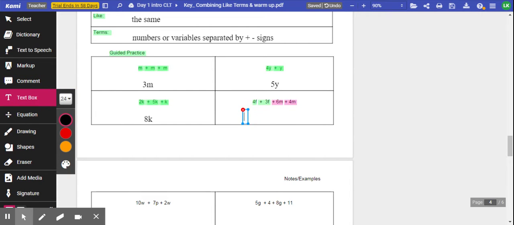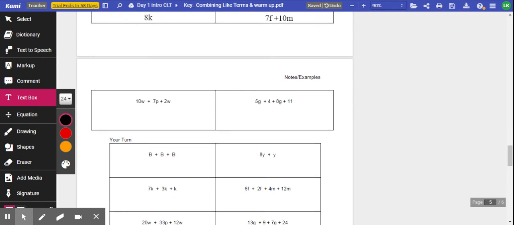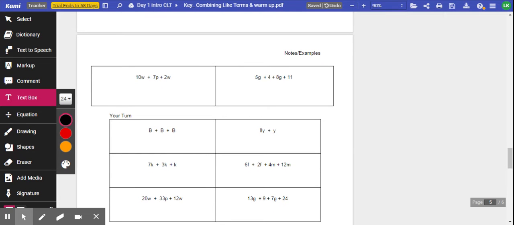So let's look. First, let's combine those green ones, the Fs. 4F and 3F, 7F. And 6M and 4M, 10M, because those are plus 6 and plus 4. Together, that's plus 10. And don't forget your variable M. You see that? 4F and 3F make 7F. 6M and 4M make 10M. Okay, we've got another 2 here to go, and then you're going to try it on your own.